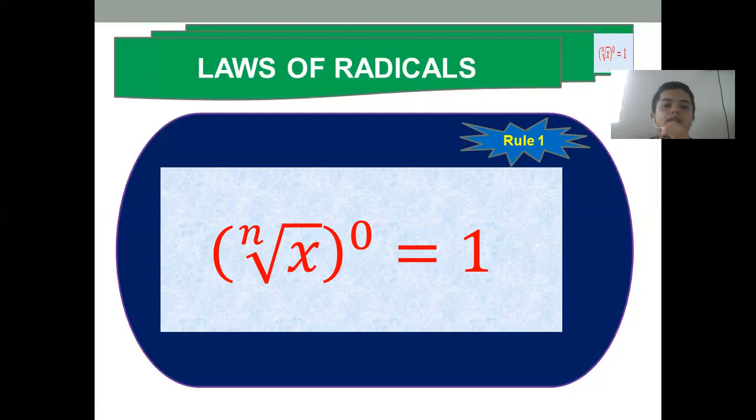So let's review the rules. For the first one, the nth root of x raised to 0. Again, any quantity inside the parentheses, or any variable raised to 0, is always equal to 1, regardless of how complicated the expression is. If it is raised to 0, the answer is always equal to 1.